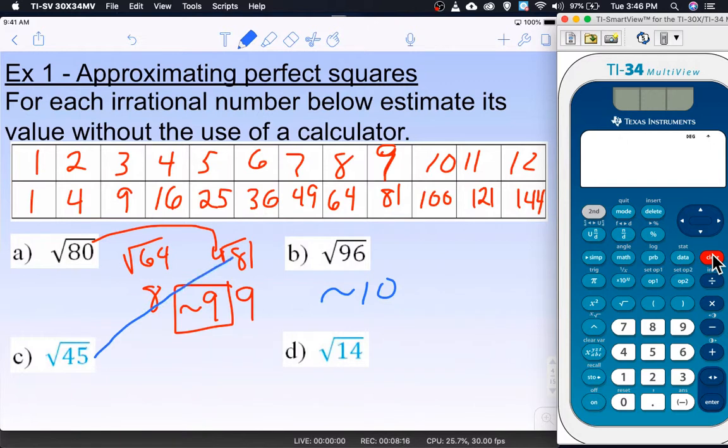Square root of 45 on my number line fits right in here between 36 and 49. Now, is it closer to the 36 or is it closer to the 49? It's closer to 49. It's only 4 units away from that, but 9 units away from the square root of 36. So this one is going to be about 7.